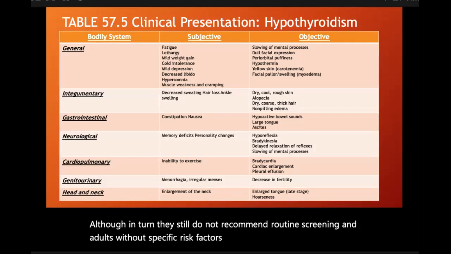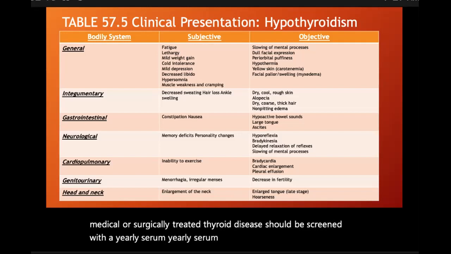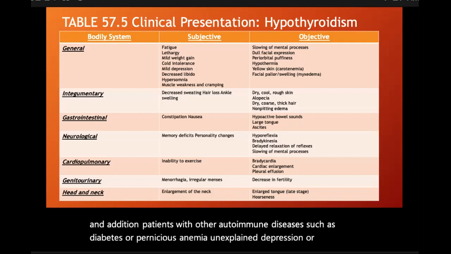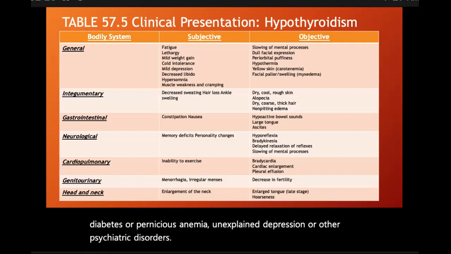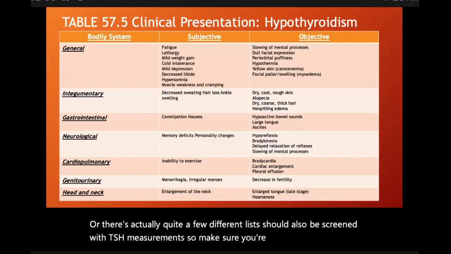However, all patients with an abnormal thyroid exam or prior history of any medical or surgically treated thyroid disease should be screened with a yearly serum TSH measurement while stable. In addition, patients with other autoimmune diseases such as diabetes or pernicious anemia, unexplained depression, or other psychiatric disorders, there's actually quite a few different lists, should also be screened with TSH measurements. So make sure you're reviewing your USPSTF guidelines.